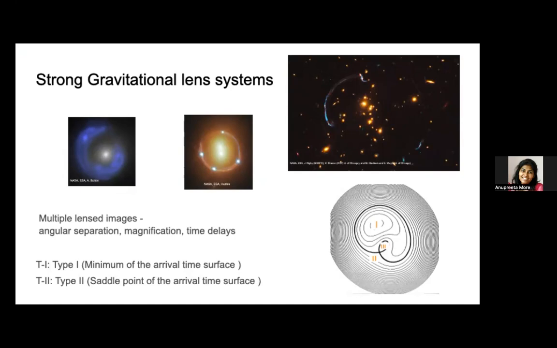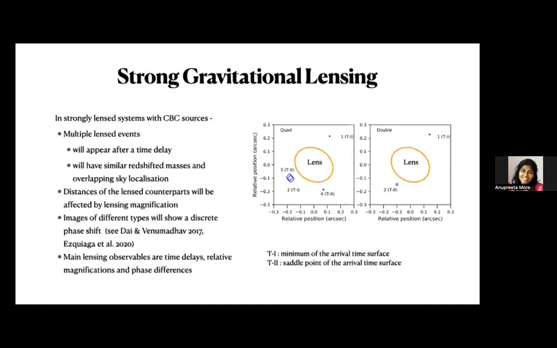Although when we are dealing with EM sources, we don't really have to think about the type of images, or there's not really much we can do with these. But in gravitational wave sources, this can be really useful information, the different types of the images. So let me talk about some specific features of lensing of gravitational wave sources.